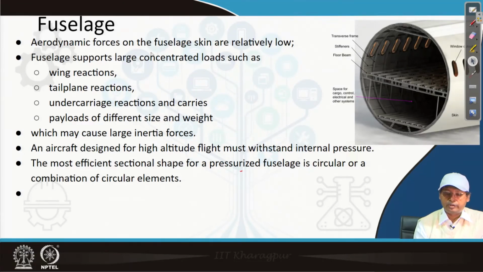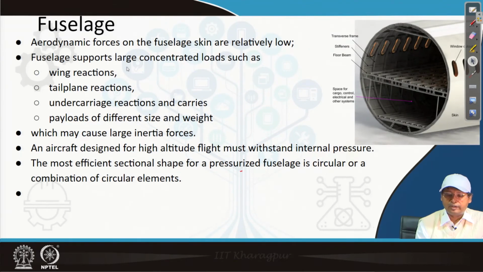If we come to the fuselage, aerodynamic forces on this fuselage skin are relatively low. This generally protects the cargo, as well as this is the cargo hold where it is, and this is the place where passengers sit. In the case of a cargo aircraft, all this portion is converted for carrying cargo.